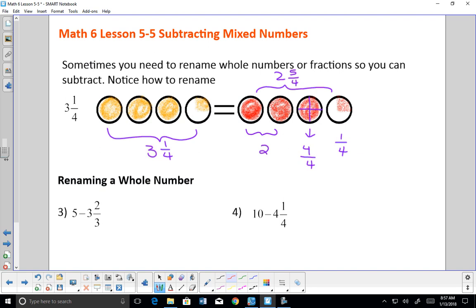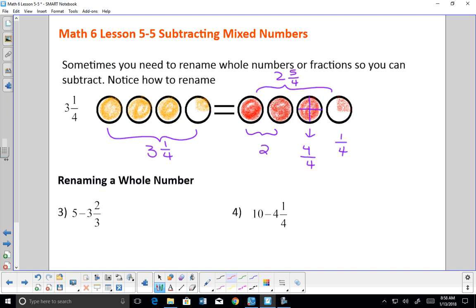Okay. So I can rename 3 1/4 as 2 5/4 because I colored in 1 whole red circle, a 2nd whole red circle, the 3rd whole red circle I broke into 4 pieces, so I colored in 4/4 of that, which is the same as coloring in 1 whole, and the 4th circle I have a 4th. So 3 1/4 is the same thing as saying 2 5/4.